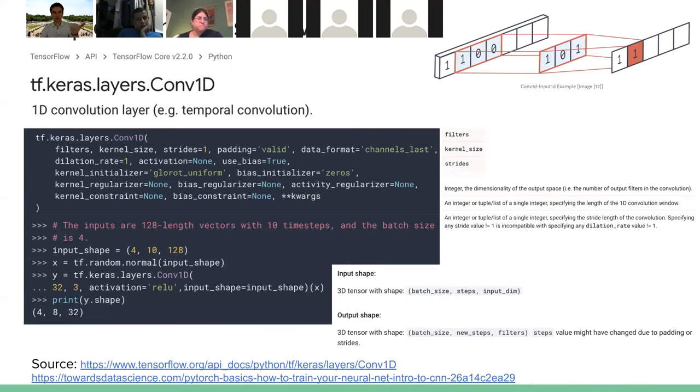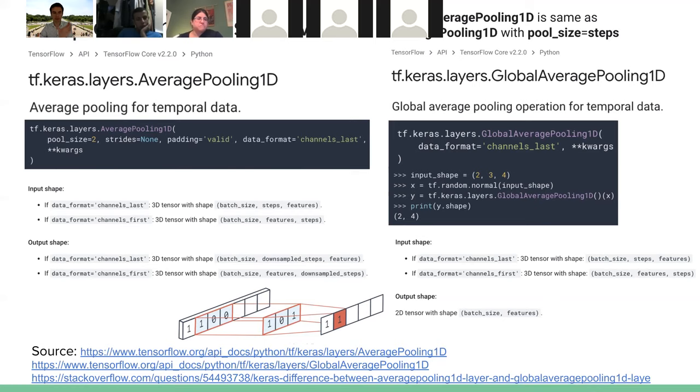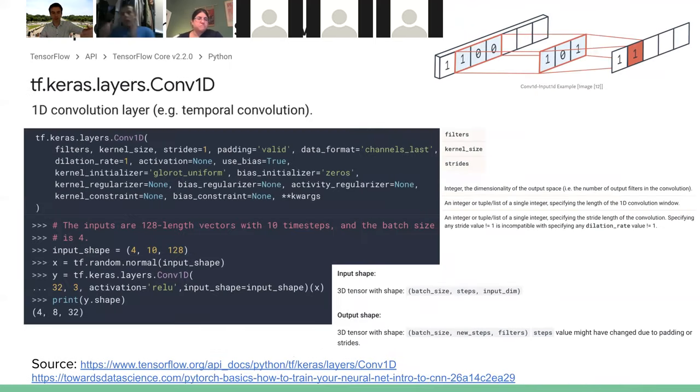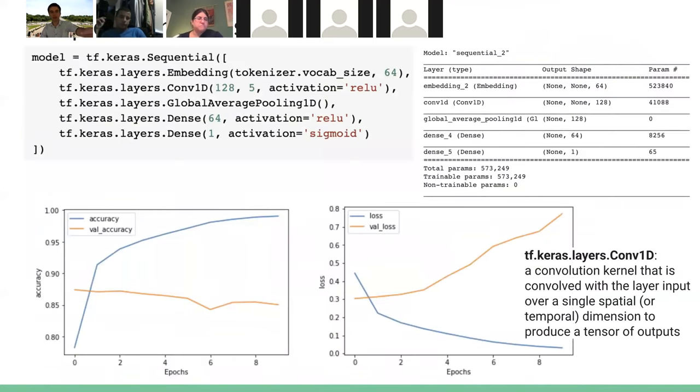Usually you have some kind of convolutional function followed by some kind of pooling function. I was just going over the documentation of what they take as input and what they generate as output. Okay. And here I'm actually combining them. Yeah, conv with global average pooling. Okay. Yeah. Thanks.